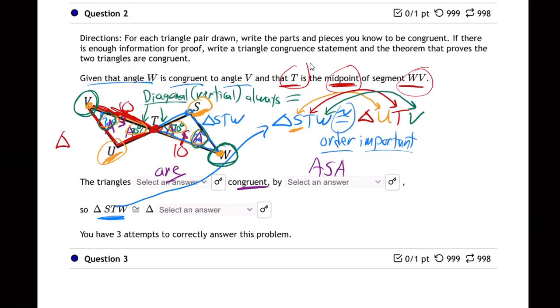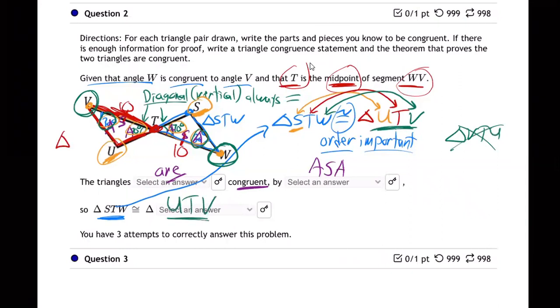That order is very important. You've got to put it in just the right order. In other words, you cannot say triangle VTU. That's not right. You've got to say UTV. So right here, you've got to say UTV.